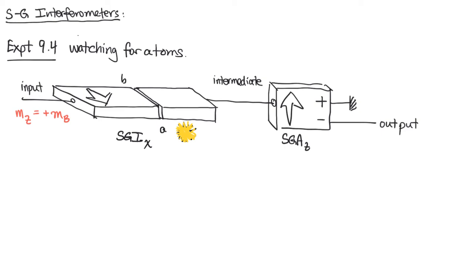So what we have here is a similar experiment, we'll call it experiment 9.4, where we're not blocking, but we're just watching for atoms. And here we're watching using a bright light source, so we can call this our light source.